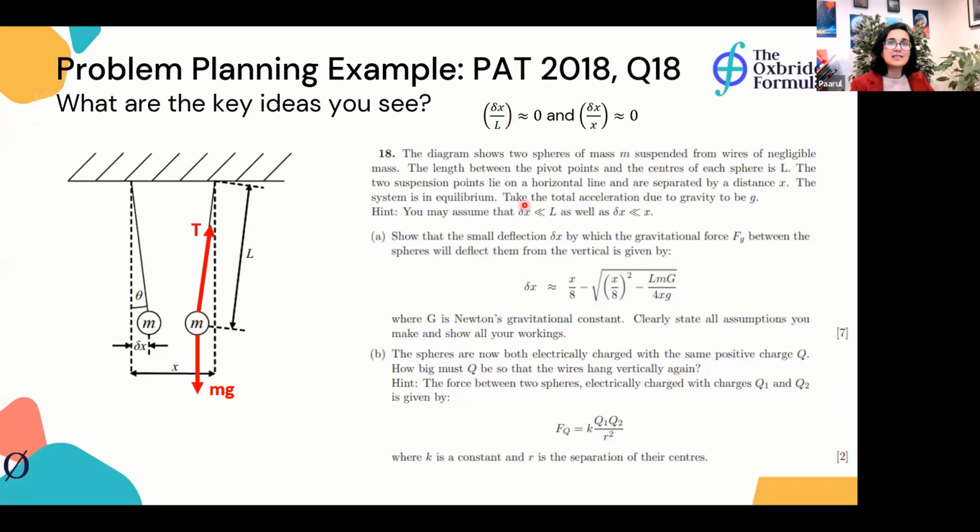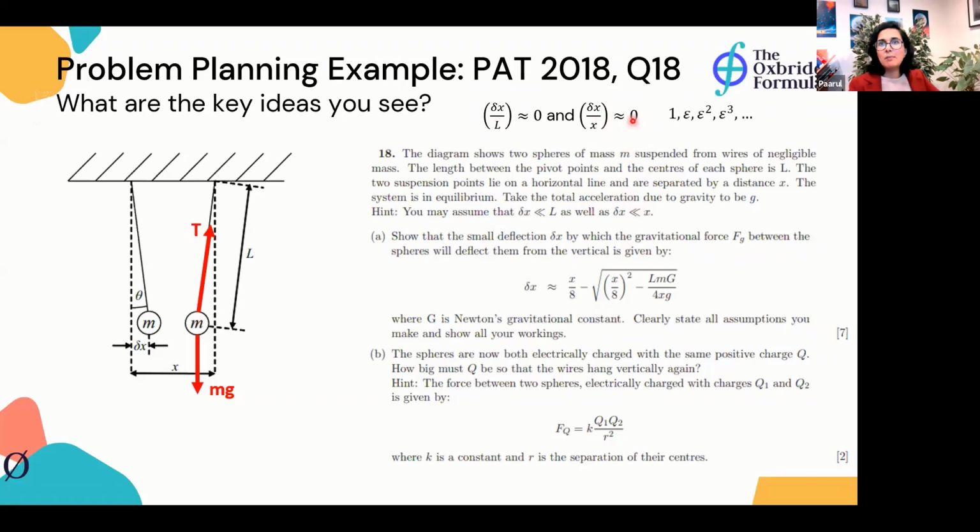Yeah, okay, so what you're saying is they told us that delta x is much smaller than L, and this is much smaller than x. So when I look at the ratio of those two things, I'm expecting something very small, and I could say it's approximately equal to 0. And similarly, delta x over x is approximately equal to 0.